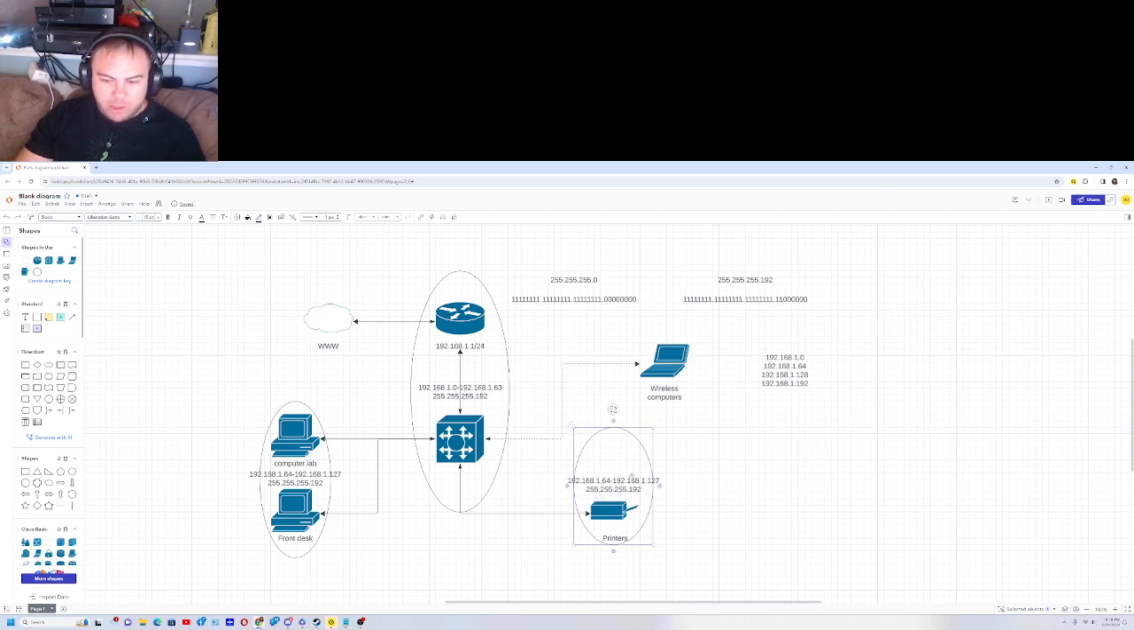Our printer network here is going to now start at 128, and it's going to range all the way up to 191. All right. And again, it still has that 192 mask.